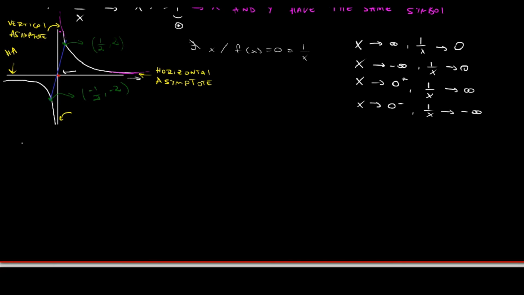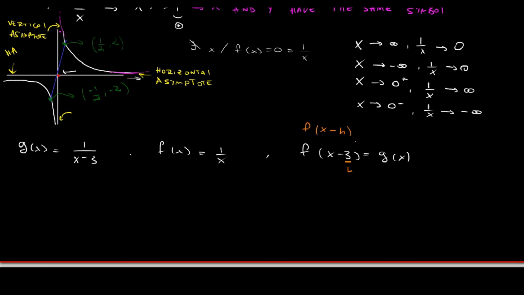Let's try and plot other functions like g of x equals 1 over x minus 3. Well, if we take again the f we have, then we notice that f evaluated in x minus 3 is exactly g of x. So what we can say here is that this number 3 is an h, and because we wanted the representation on the form f of x minus h, and 3 is greater than 0, so again we have a shift to the right.